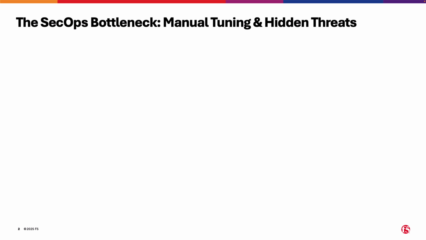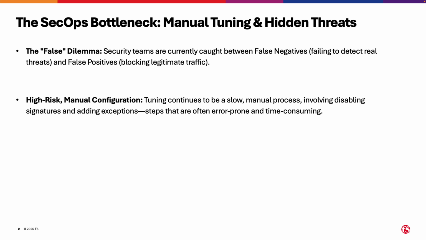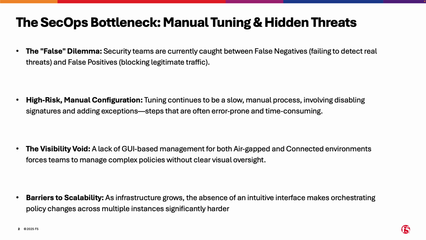Let's begin with the reality SecOps teams confront daily. It's an ongoing high-pressure balancing act. One of them is the risk of false negatives, where policies miss real threats, or false positives, which wrongly block legitimate traffic. Addressing these issues typically involves manually tuning policies, disabling signatures, or adding exceptions for URLs and cookies directly within the code. This manual process is notoriously error-prone.